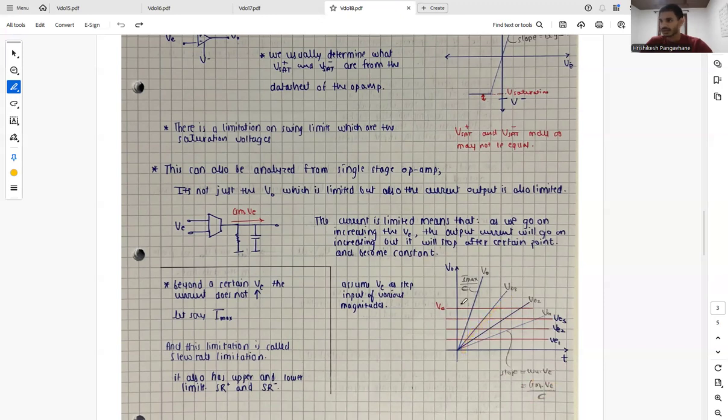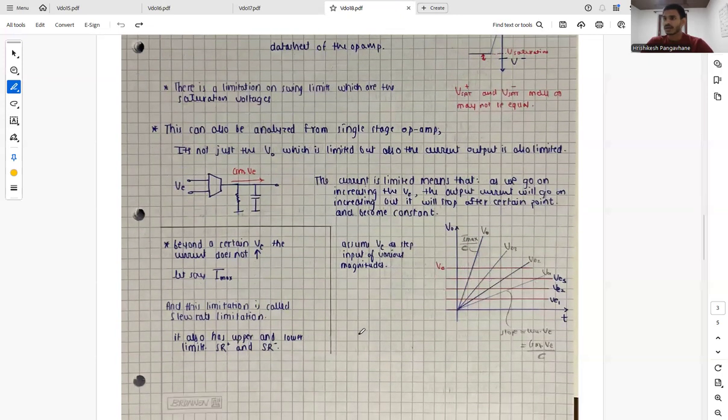But as we said, there comes a point after which the current does not increase. Let's say we have applied a voltage VE after which, even if we increase the input voltage, the current won't increase. At that position, the current is Imax, and thus the slope is Imax by C. Beyond a certain VE, the current does not increase.